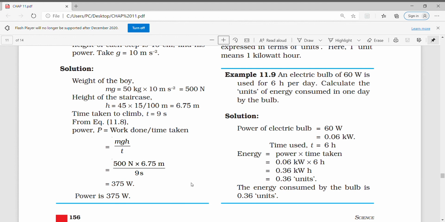So energy will be power into time taken. Power will be 0.06 kilowatt and time taken is 6 hours. Multiply these two, we get 0.36 kilowatt hour. And as you know, 1 kilowatt hour is known as 1 unit. So we have written the answer as 0.36 units. So the energy consumed by the bulb is 0.36 units. That's all with the examples of this chapter.